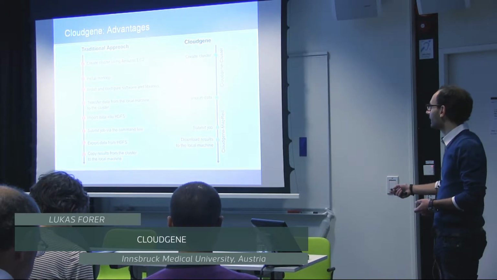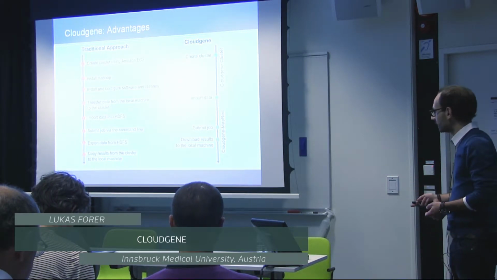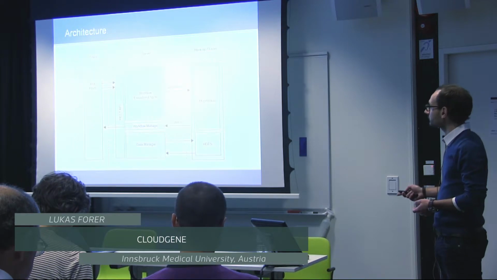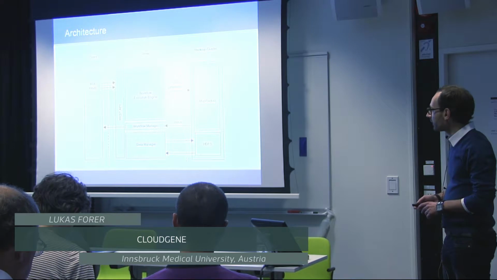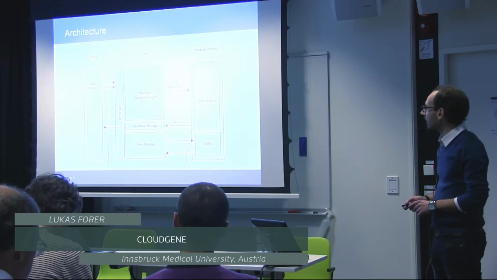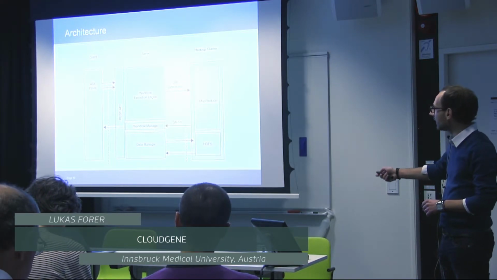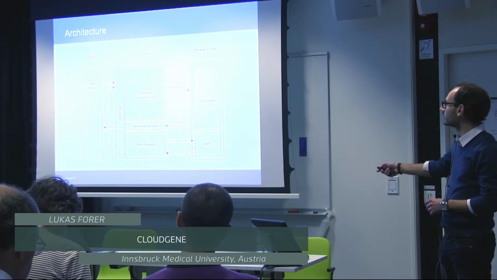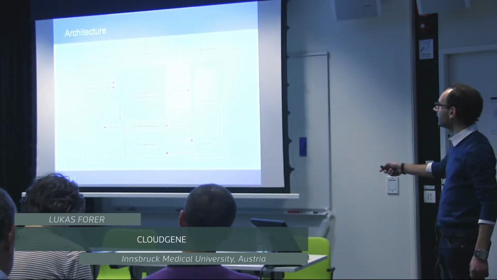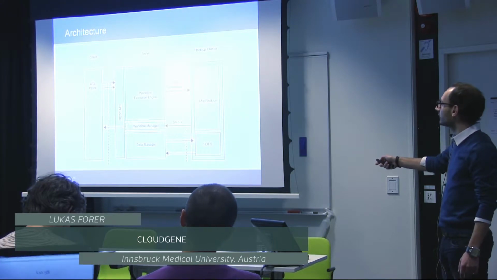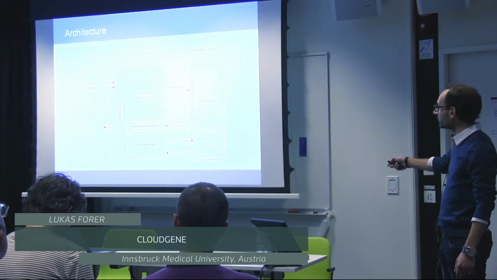And then finally, we can download the results directly to the local machine. On this slide, you see a very raw picture of the architecture. The core of CloudGene is its workflow execution engine. This engine communicates with the Hadoop cluster, and it enables us to submit jobs to the MapReduce cluster.